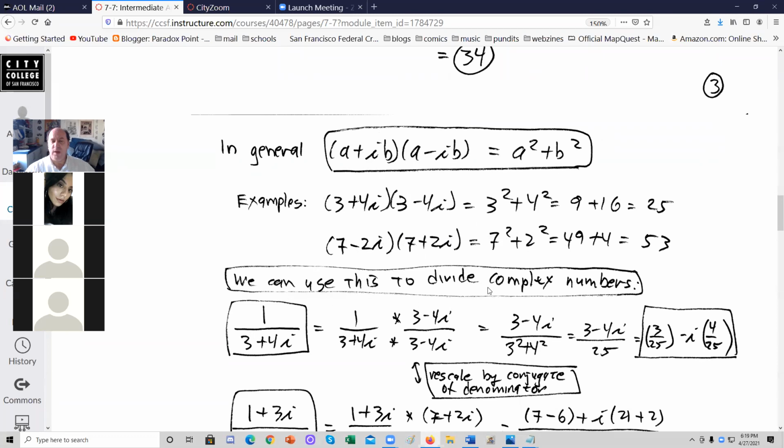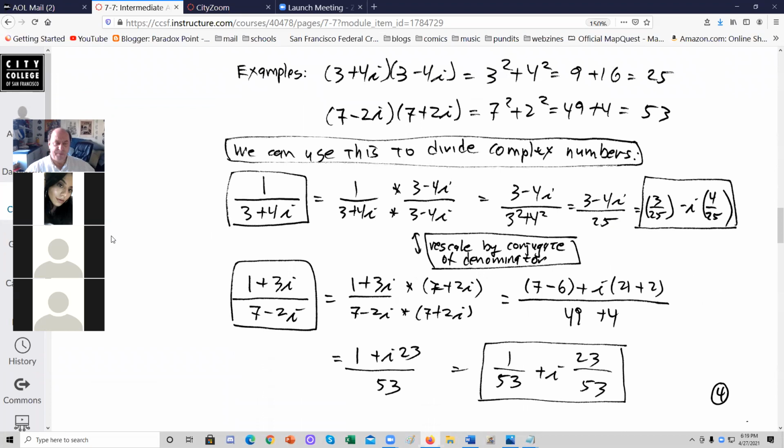We can use this to divide complex numbers. For example, 1 over 3 plus 4i. Now that 3 plus 4i is annoying in the denominator, but we can simplify it by multiplying numerator and denominator by 3 minus 4i. We rescale by the conjugate of the denominator. Multiplying across, 1 times 3 minus 4i is 3 minus 4i. 3 plus 4i times 3 minus 4i is the sum of squares, 3 squared plus 4 squared. So 3 minus 4i over 25, or in other words, 3 25ths minus I times 4 25ths.